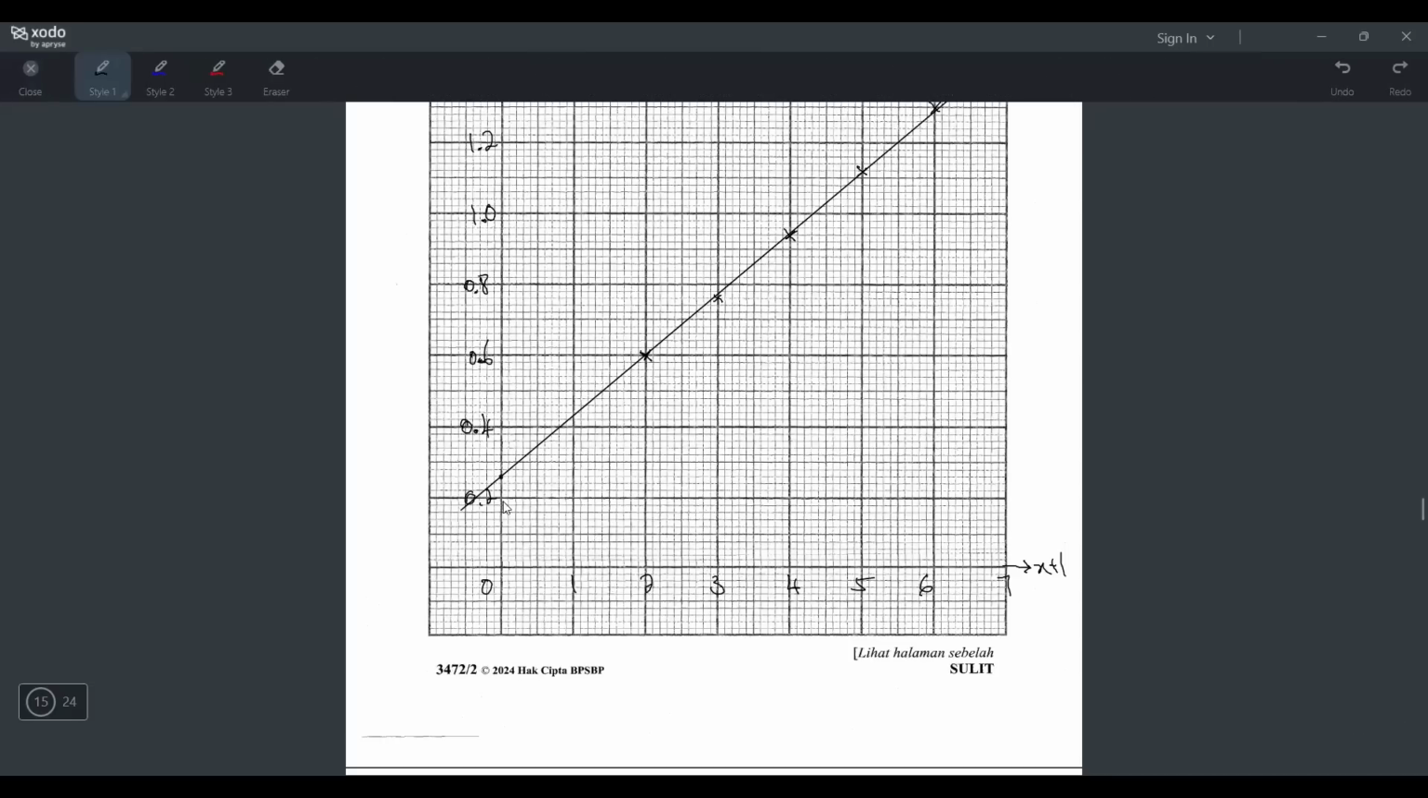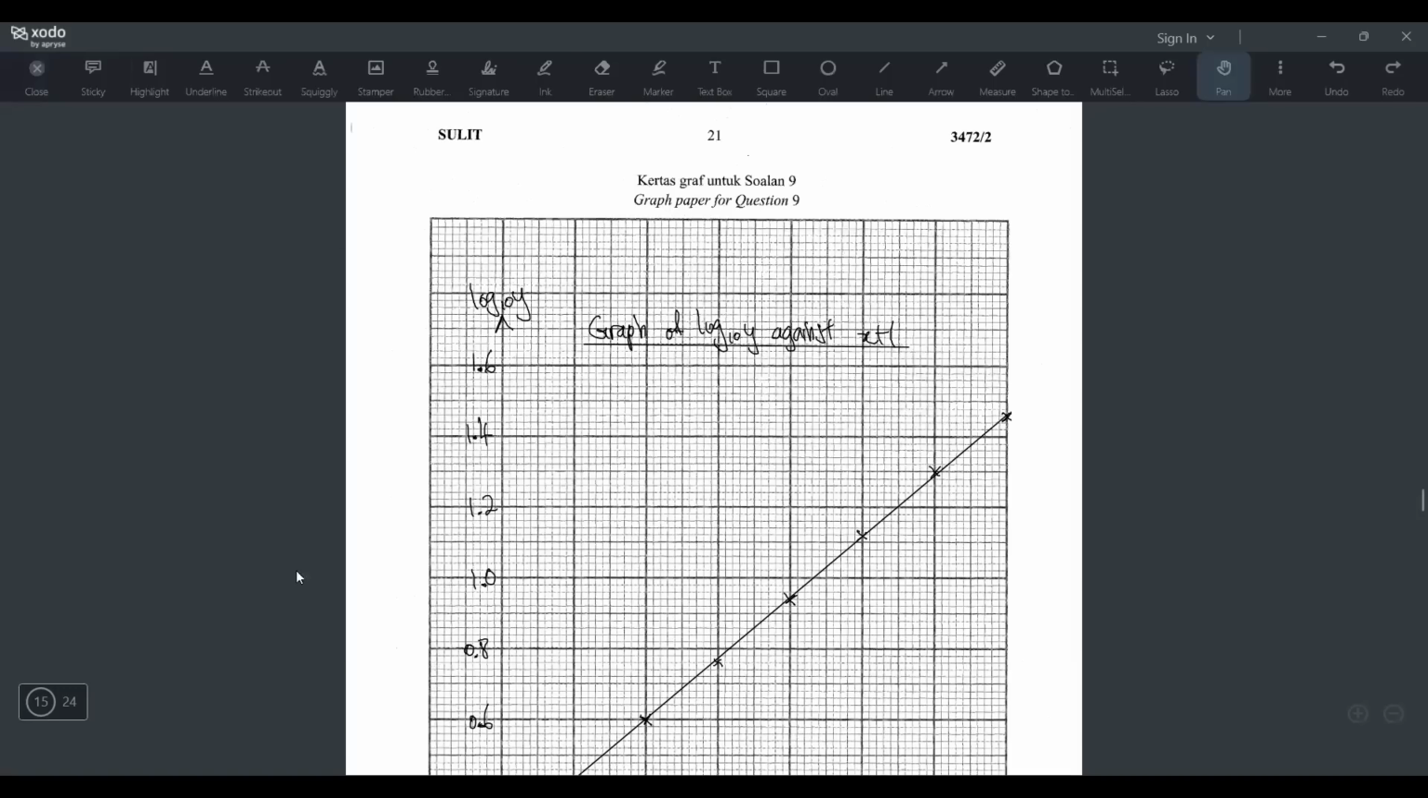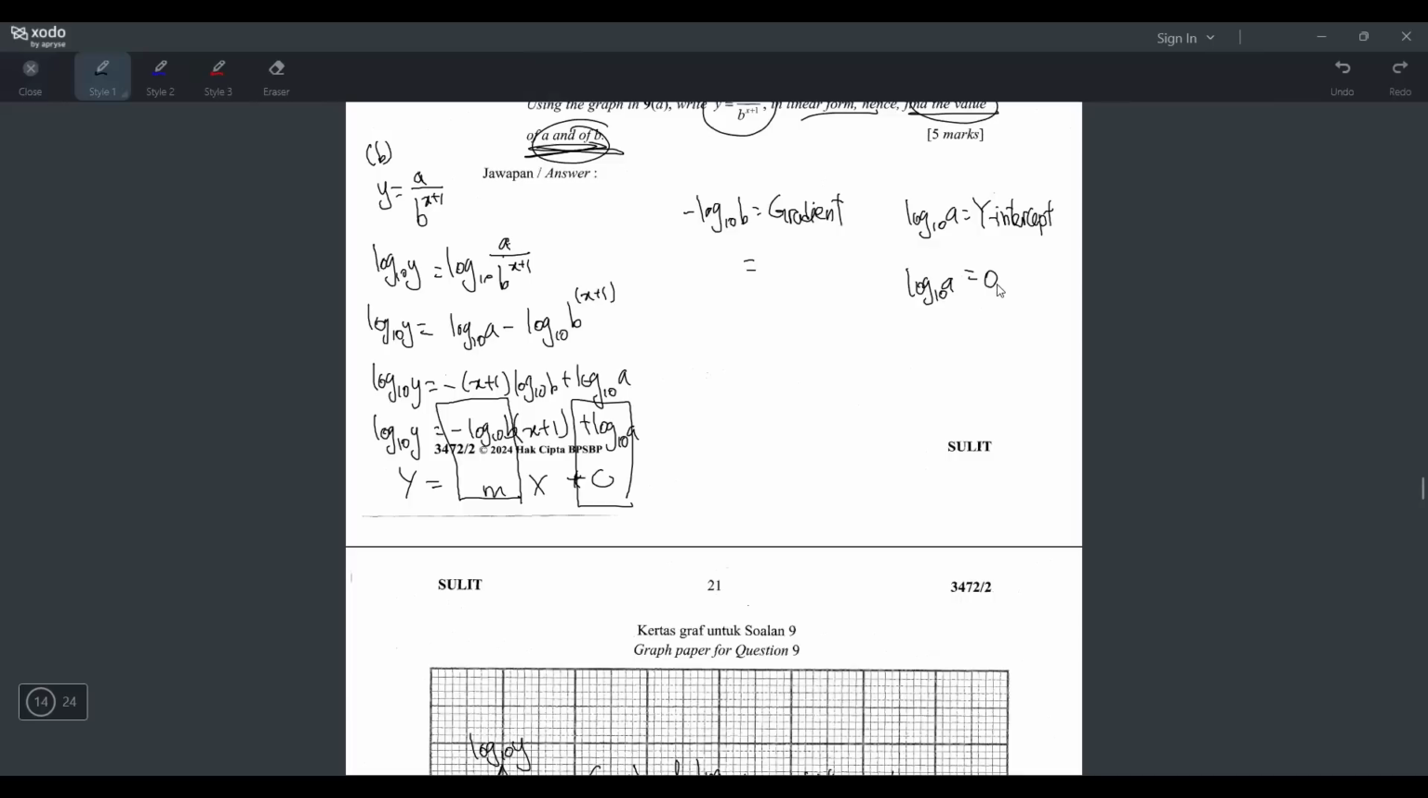Okay, macam mana nak baca ni? 0.2, 0.22, 0.24, 0.26. So this is 0.26. Okay, because every time you naik, you tambah 0.02. So 0.22, 24, 26. Okay, so let's write down the y-intercept 0.26. Tapi dia suruh cari A kan? So how to find A?